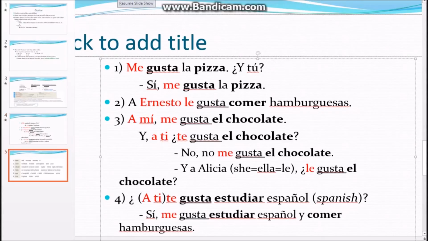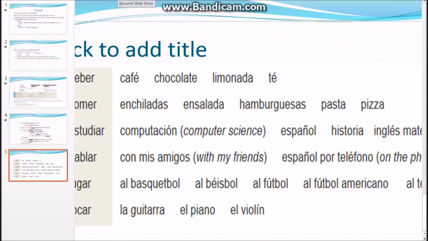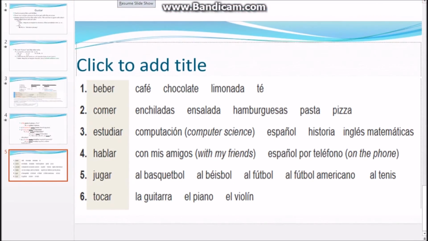So we have estudiar, we have comer, which are infinitive verbs. We can add more to the list. In an activity in the textbook, you are going to see some other infinitive verbs. They end in AR, ER, or IR. So for example, we have beber, comer, estudiar, hablar, jugar, tocar. Based on these cognates, we have café, chocolate, limonada, té, and in number 1, beber means what? To drink. And number 2, enchiladas, ensalada, hamburguesas, pasta, pizza. All of these are what? They're food items, so comer could mean what?